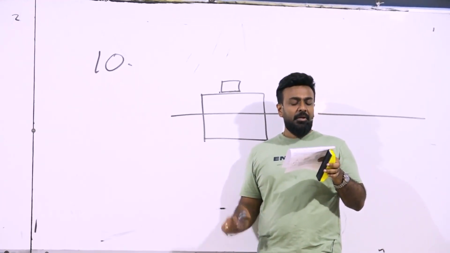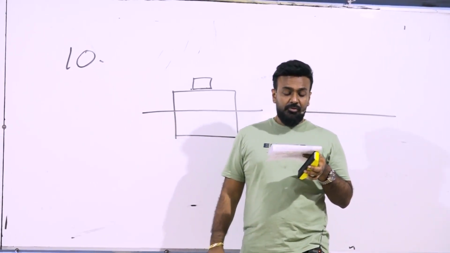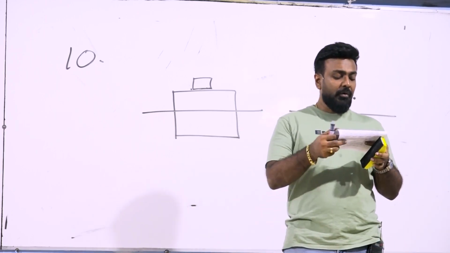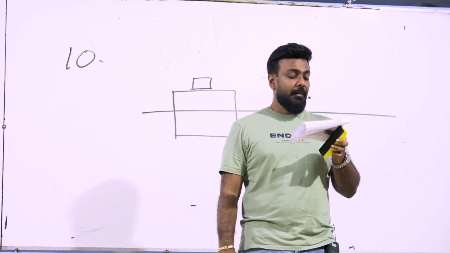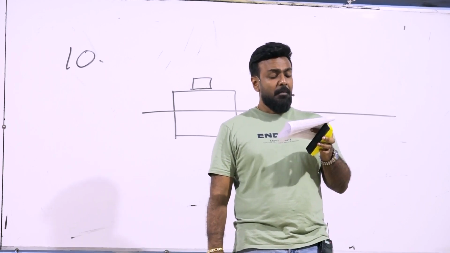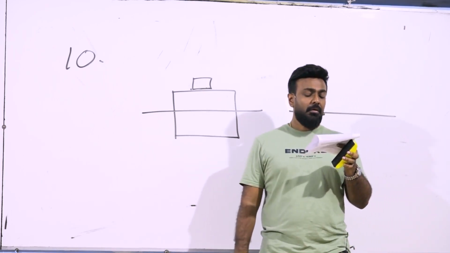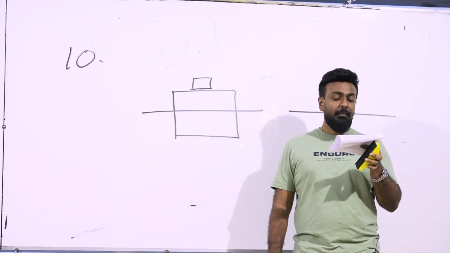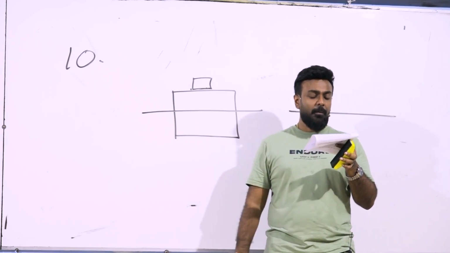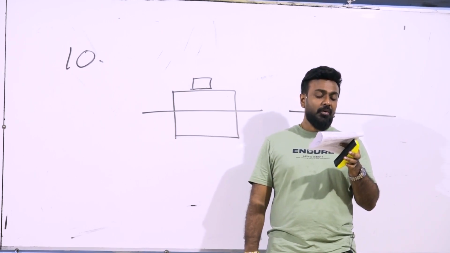Now question number 10. Question number 10 says a piece of metal is attached to the top of a rectangular wooden block that floats in water as shown in the figure. 50% of the volume of the wooden block is submerged in water. The metal piece and block have the same mass. If the wooden block with the metal piece is flipped upside down, what would be the percentage of the volume of the wooden block submerged in water?